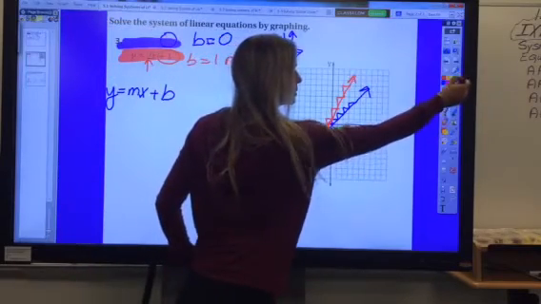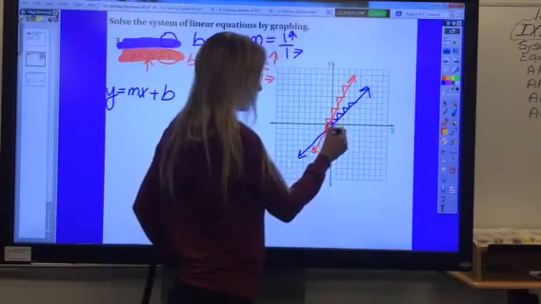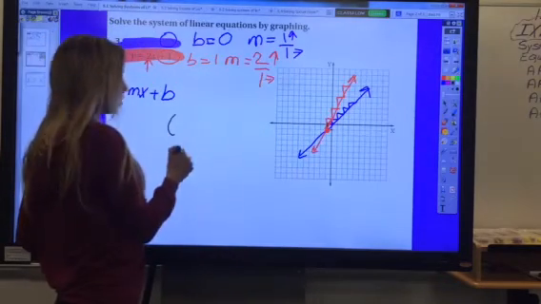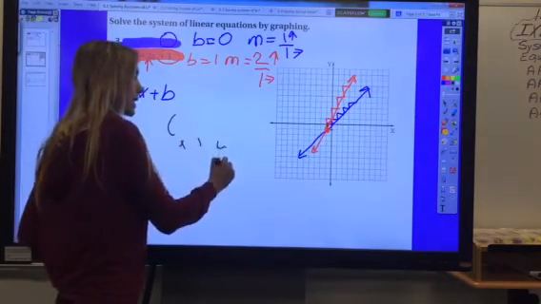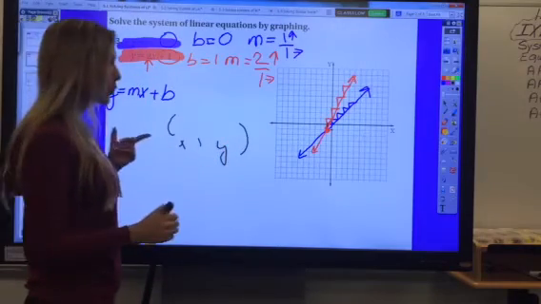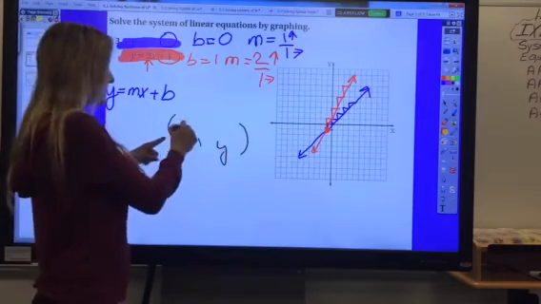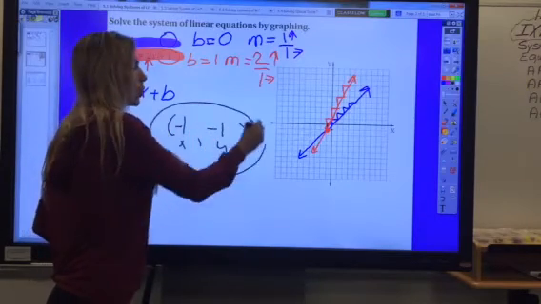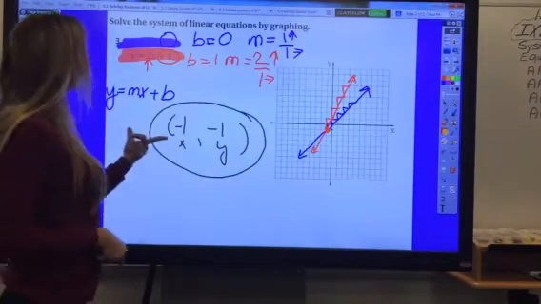And what is that point? Well, let's see. On the x-axis, I'm 1 unit to the left, right? Remember, always first x and then y, right, for my coordinates. X is -1 and then 1 down, which is also -1. And this will be your answer.